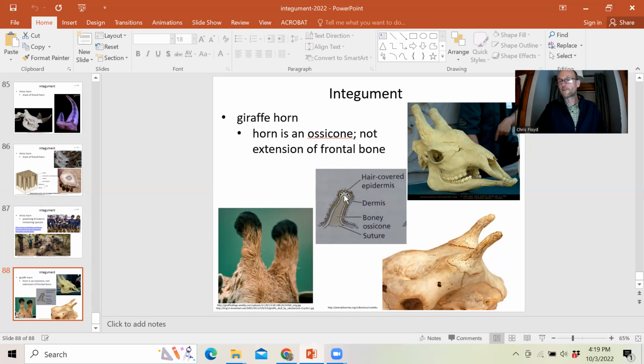But it is similar. It's covered in hair, to a much greater extent than a velvet covered antler. So it's just a bony extension here. Makes you wonder how much of this really has to do with just appearance. Sometimes a structure evolves and it has an appearance, and then at some point in evolutionary time, there's a disadvantage to not looking like that. And it kind of gets stuck, I guess you could say. But I don't really know much about the function of the giraffe horn. So that wraps up the topic of integument.